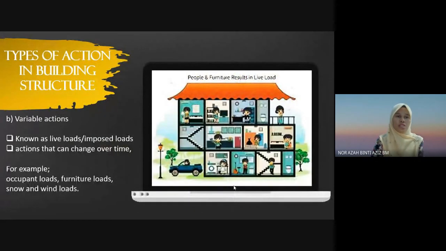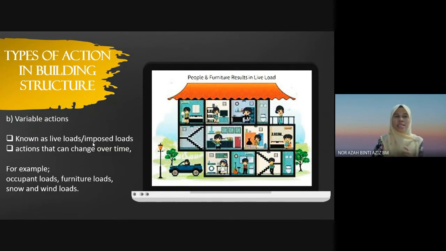The second action acting on a building structure is a variable action. Variable action is also known as variable load. Beban yang berubah-ubah. Beban boleh ubah, means tak tetap lah. Also known as live load, beban hidup. See, beban hidup, so it can move. Okay, movable load, imposed load.